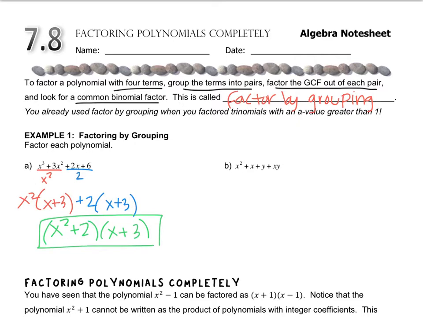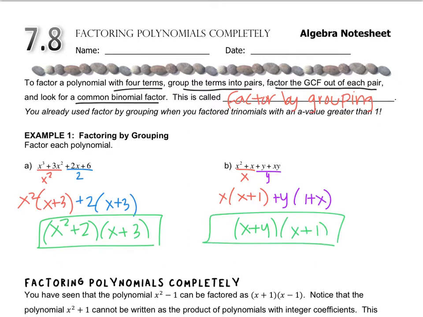All right, let's do the next one. Same technique. We're going to do the GCF of the first half, which is x. So that gives you x times x plus 1. And then you do the GCF of the second half, and that is y. So you get plus y times 1 plus x, which feels different, but remember it's the same thing. x plus 1 is the same as 1 plus x. So final answer, x plus y times x plus 1.